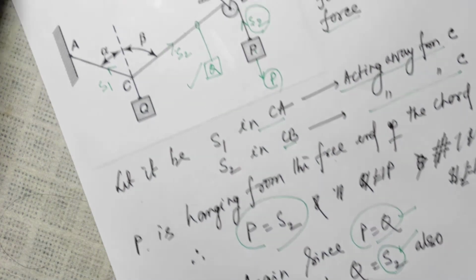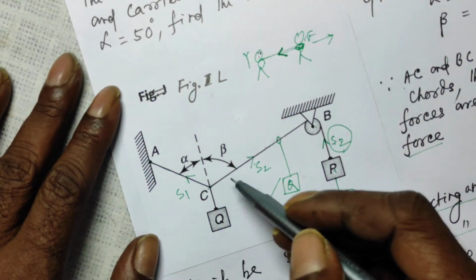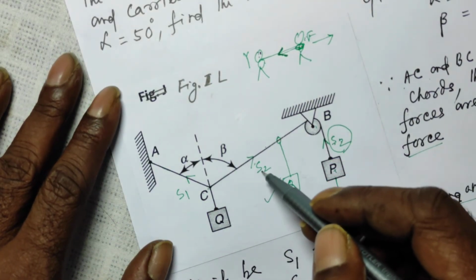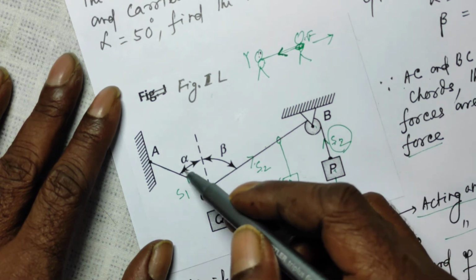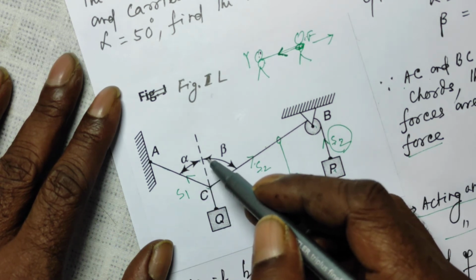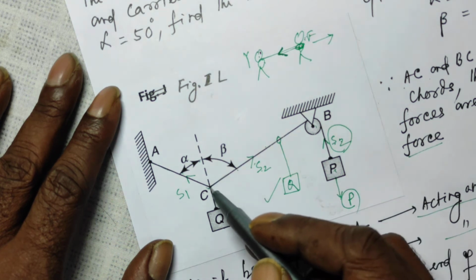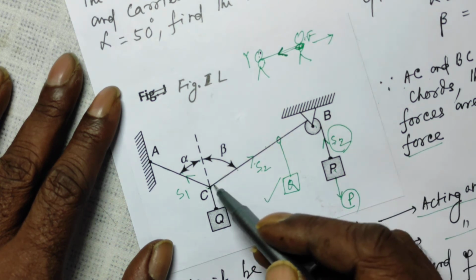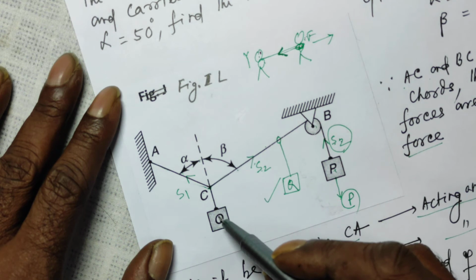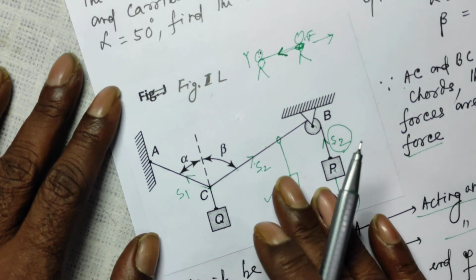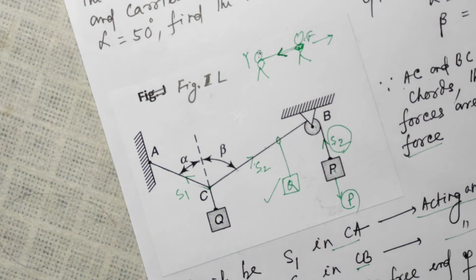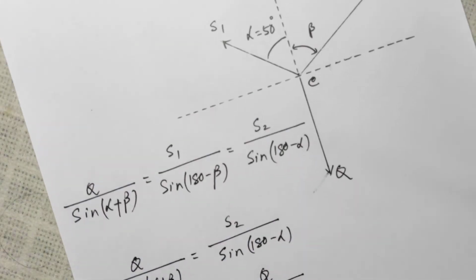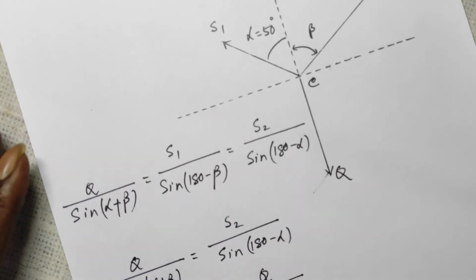So now the forces are concurrent. At the point C, there are three forces: one to this side S2, one to this side S1, and one to this side Q. This angle is alpha, given as 50 degrees. This beta is to be found out. So this is the point of concurrence, and these three forces, S1, S2, and Q, are lying on the same plane and passing through the point C. They are concurrent. So we can apply Lami's theorem.